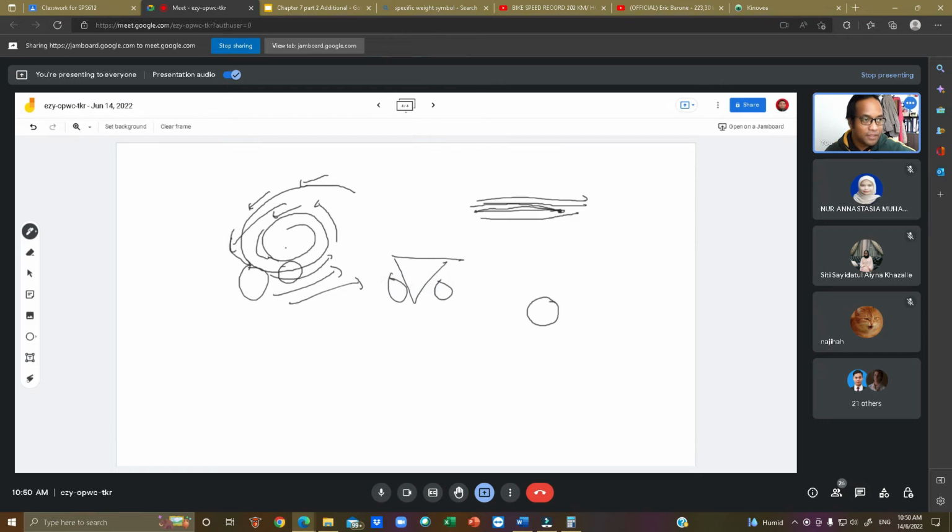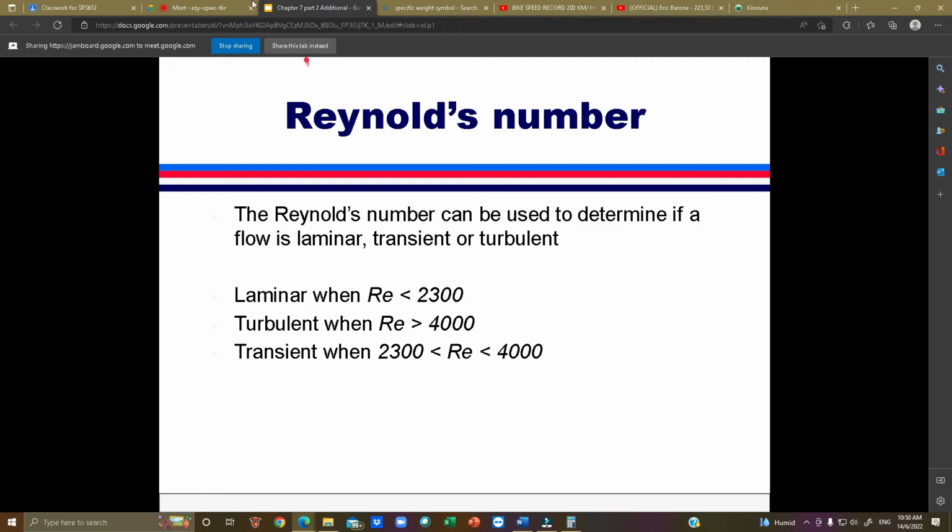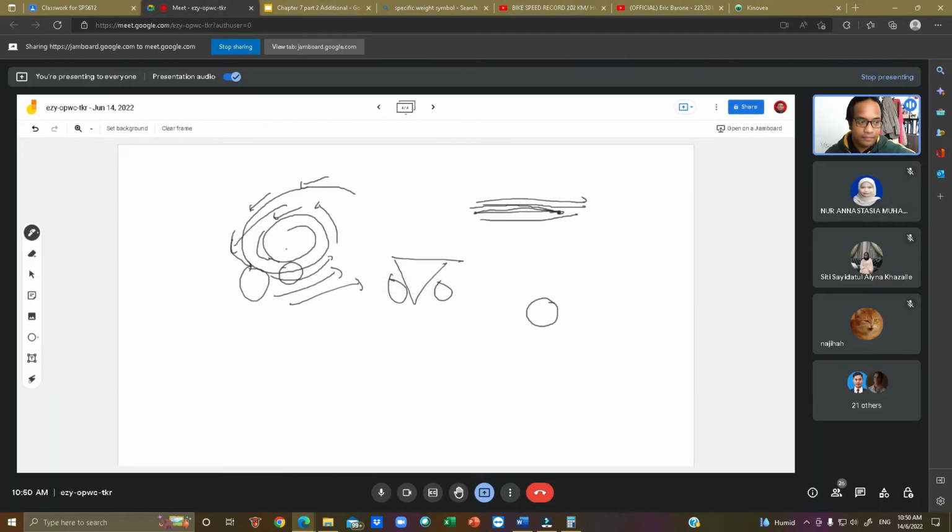Sekejap saya tengok kalau saya ada video yang ada kaitan dengan coanda effect. We can actually observe that. Sekejap ya. Terlajak perahu. Okay, so let's see one of the example. What is Coanda effect? Okay, here.